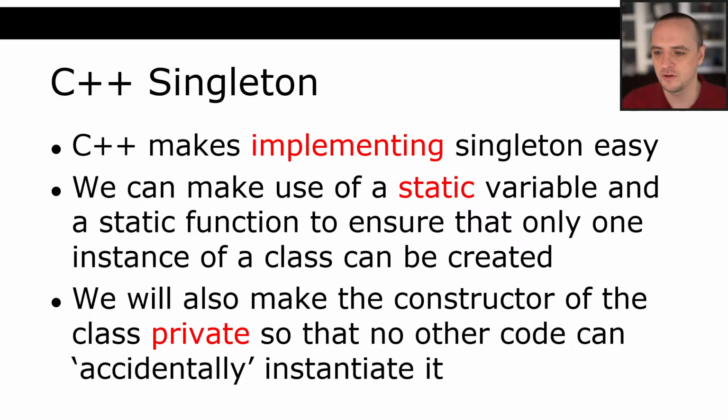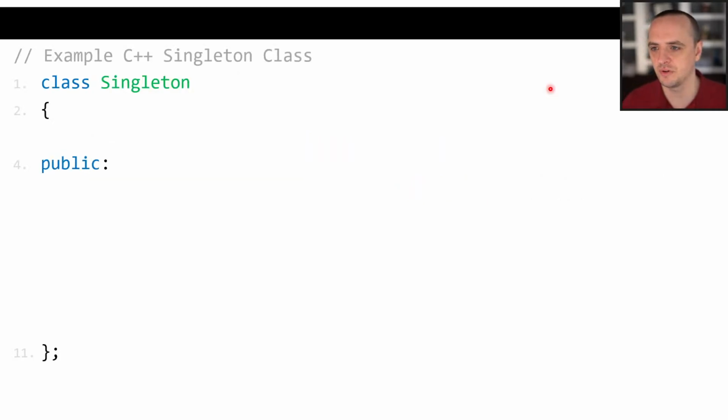We will also make the constructor of that class private so that no other code could accidentally instantiate it. So let's see what that looks like. Here's an example C++ singleton class. Now, when we implement a singleton, let's say, for example, we have a logger, we would say class logger.